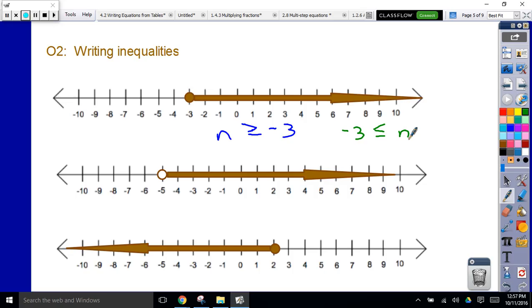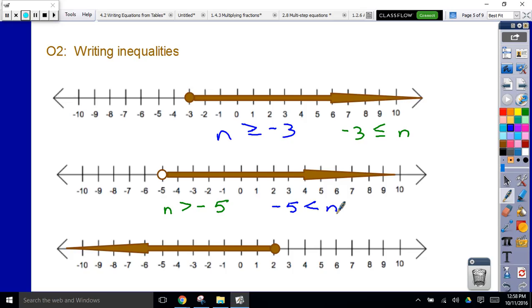Okay, next one. Travis, give this one a shot. N is less than or equal to 2. No, wait, you're on the wrong one, the middle one. n is greater than -5. What other way could we write that one? -5 is less than n. Good.